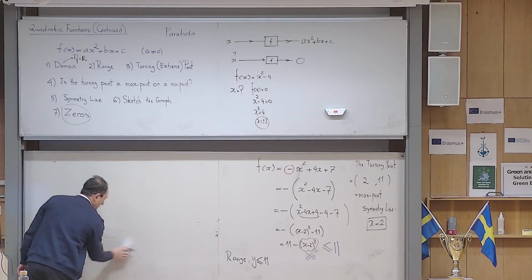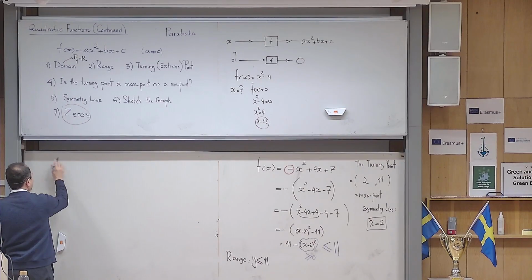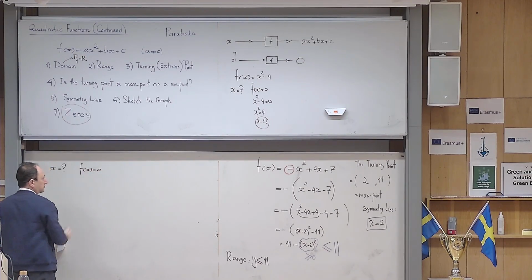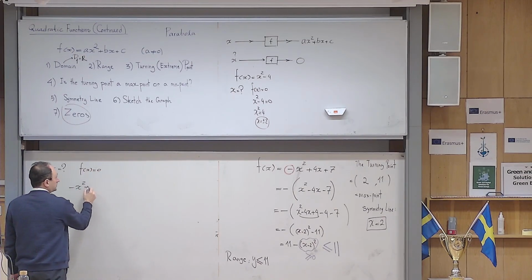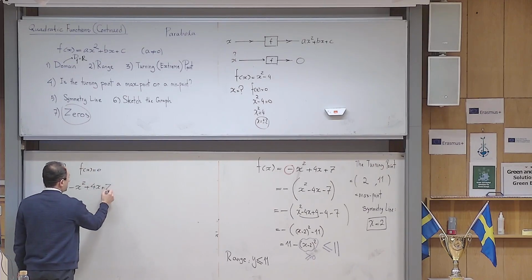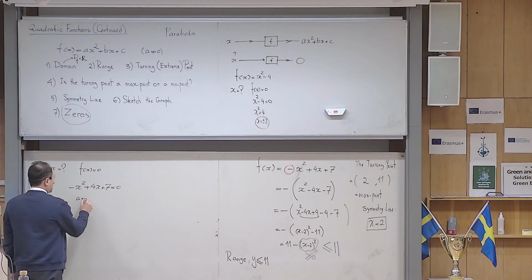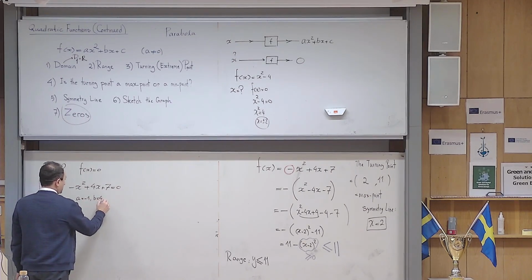Okay, so what are the zeros? The zeros are the x values for which f of x is 0. But then I have to solve it. So it means that minus x squared plus 4x plus 7 is equal to 0. How should I solve it? A is minus 1, B is 4, C is 7.